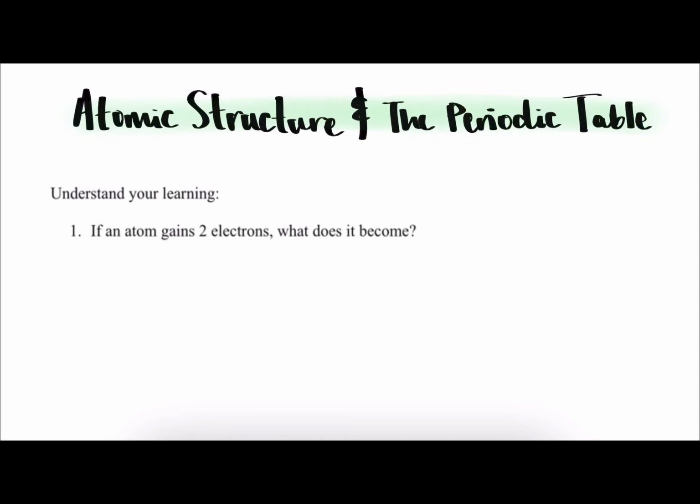Hi everybody, in this video I will be going over the Understand Your Learning questions from the Atomic Structure and Periodic Table unit. Let's start with number 1. If an atom gains 2 electrons, what does it become?